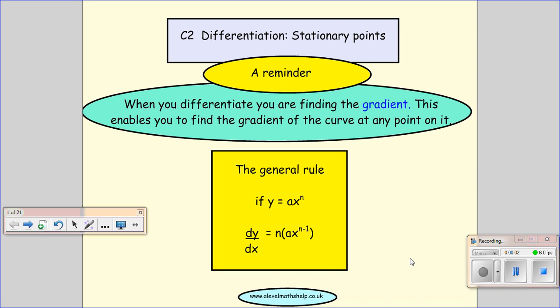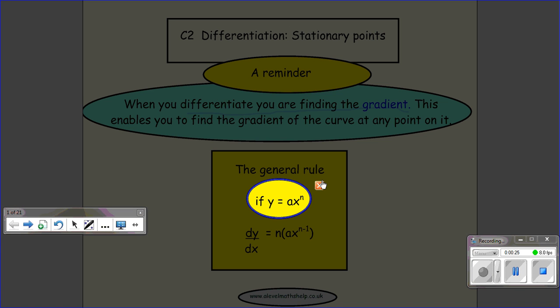Okay, hello. So in this video, we're going to be looking at finding stationary points. We're going to be doing this by differentiation. Now, before we start, we should just remember how we differentiate, and that when we differentiate, you find the gradient of a curve. So if we can remember the rule we've learned already, there's another video on that if you'd like to go and see it, if you're not sure about it.